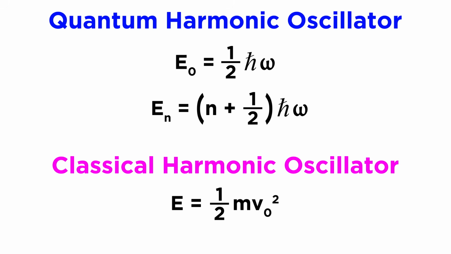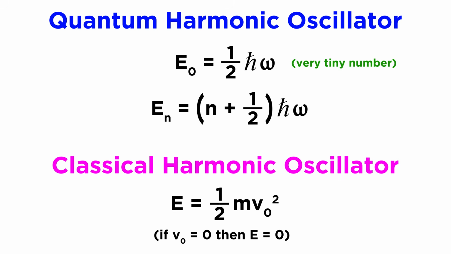Let us now compare this to the result we found for the classical harmonic oscillator, E equals 1/2 m v_0 squared. For this, when the initial velocity of the particle is 0, energy equals 0, a rather intuitive result. But in the quantum case, the lowest allowed energy is 1/2 h bar omega, which is inversely proportional to mass, given what omega represents. Now, although this is a non-zero value, it is incredibly tiny because h bar is very tiny, equal to 1.054 times 10 to the negative 34 meters squared kilograms per second.